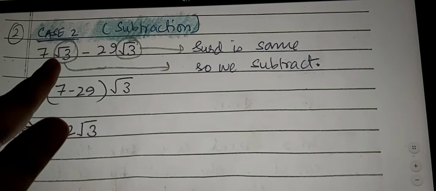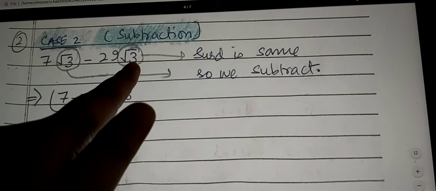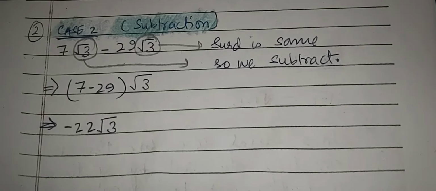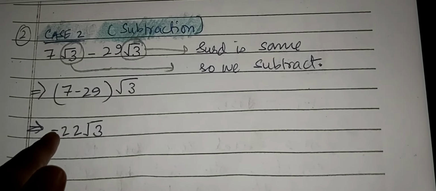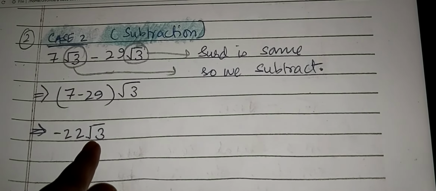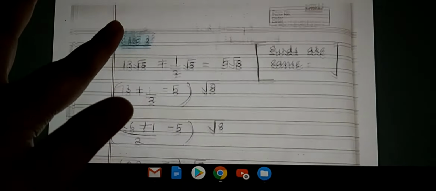If the numbers in the roots are the same, then you can just subtract. You're going to subtract 7 minus 29, which is minus 22 square root 3. Now, same thing over here.